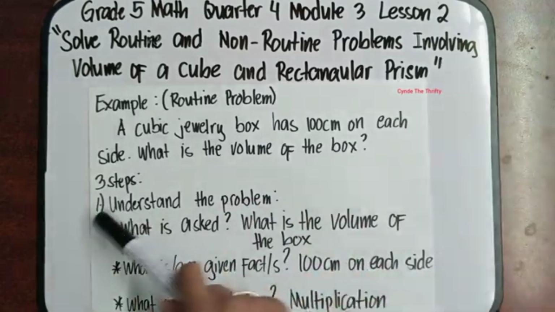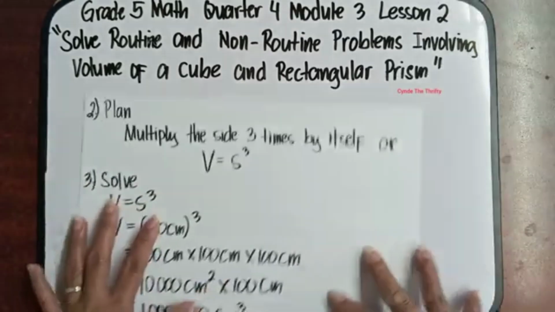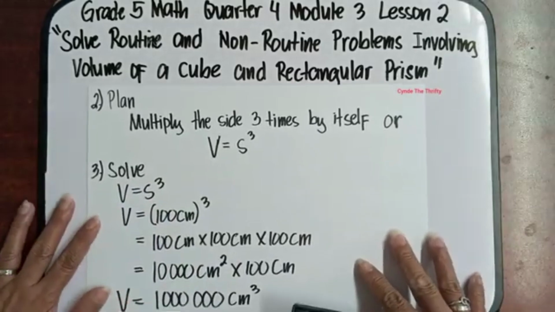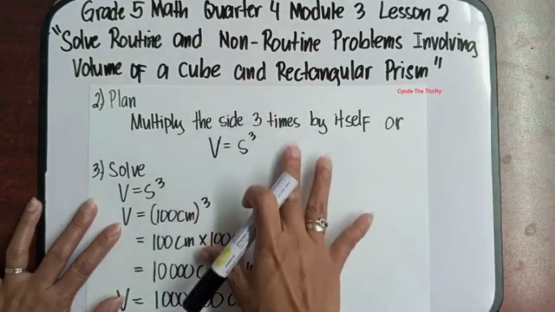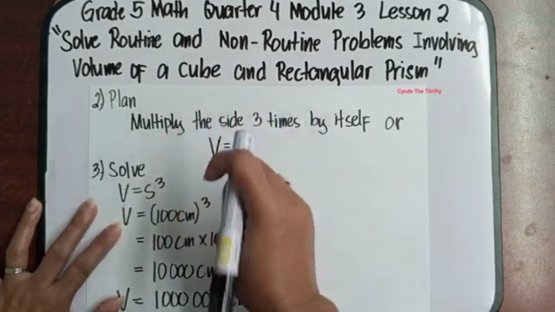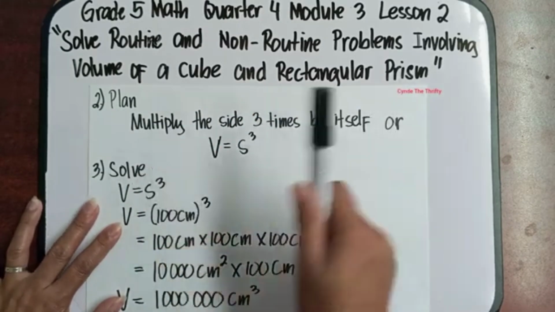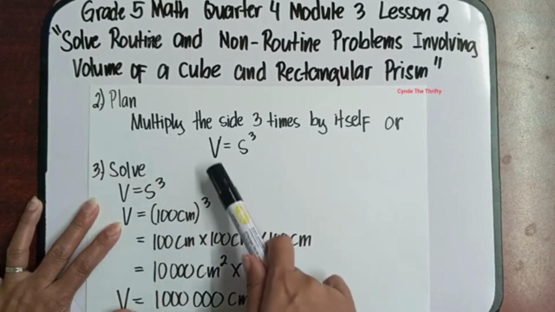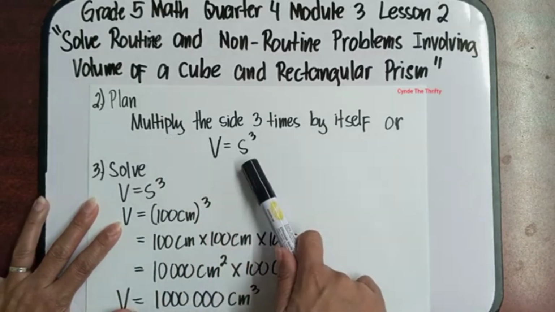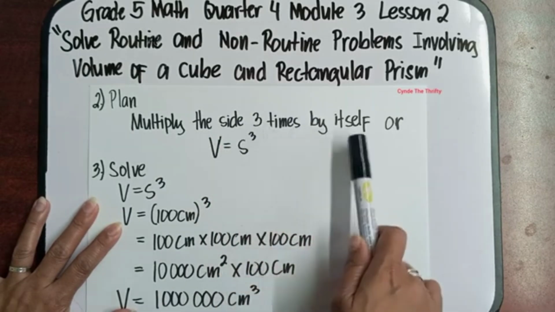Ngayon dahil tapos na tayo sa step 1, punta tayo sa step 2. Okay, so ang step 2 natin is plan. Sa plan, planuhin natin kung paano natin isolve ang volume ng ating box. Dahil box siya, ibig sabihin cube siya. So, ang formula sa paghanap ng volume ng cube is volume is equal to side cube, or ang side niya, i-multiply mo siya 3 times by itself.